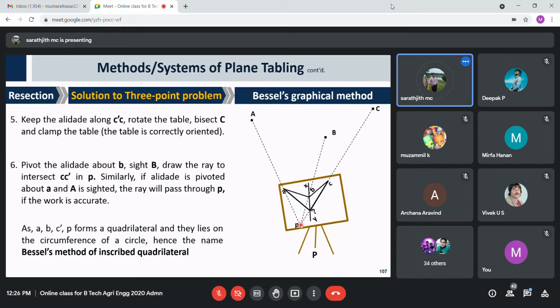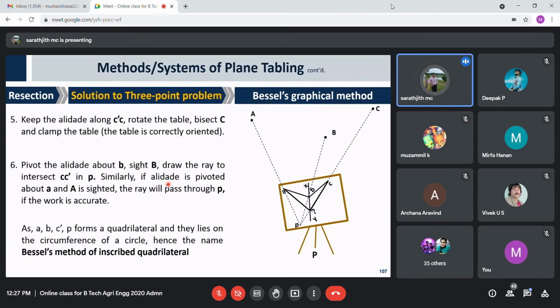So this is the P point, which is of our interest, which we want to find out. This is the station location corresponding to the instrument station P, which we draw over the sheet. These 3 points merge at P if our orientation is correct and the work is accurate.